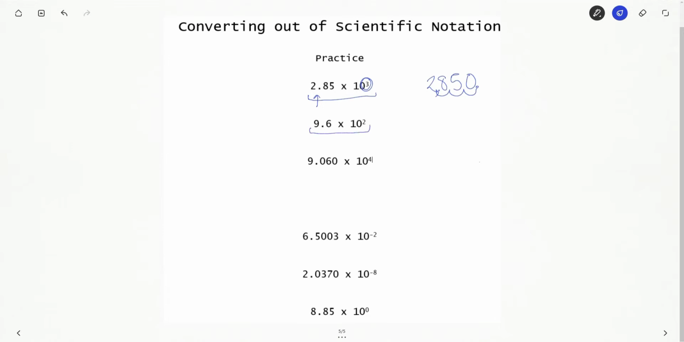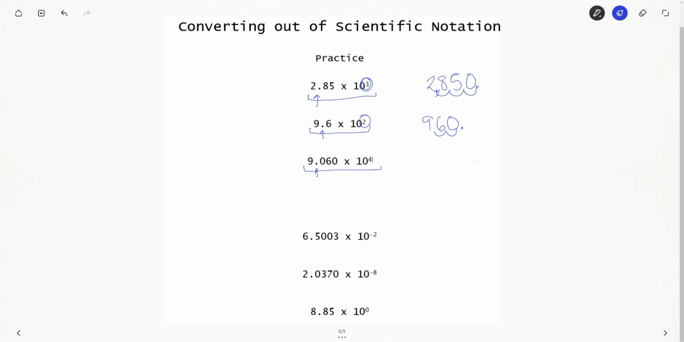Okay, let's do another one. 9.6 times 10 to the second. Again, I know my decimal is going to move, so I'm just going to write my 9 and my 6. My 2 tells me I'm going to move 2 places, and because it's positive, I know I'm going to move it to the right. So I'm going to go 1, 2. Again, I have a blank space, so I need to put a 0 in. My decimal place ends up right there. That's just 960.